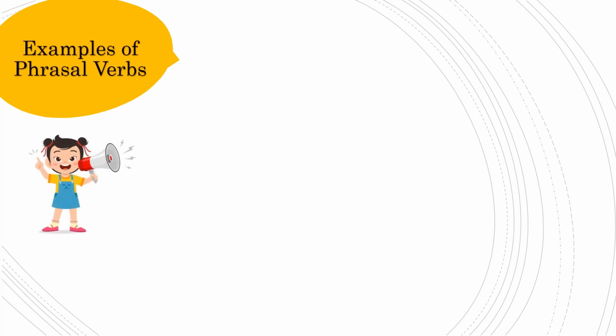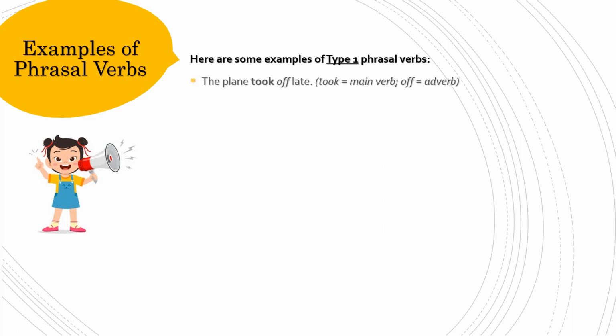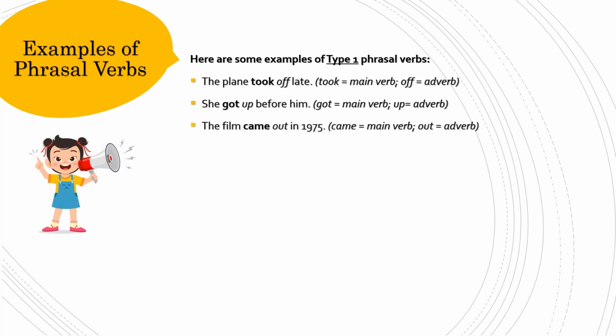Examples of phrasal verbs. Here are some examples of Type 1 phrasal verbs. The plane took off late. Where took is the main verb and off is the adverb. She got up before him. Where got is the main verb and up is the adverb. The film came out in 1975. Where came is the main verb and out is the adverb.